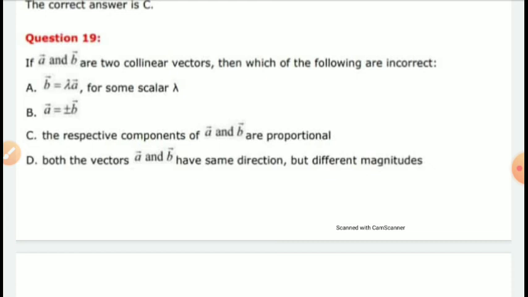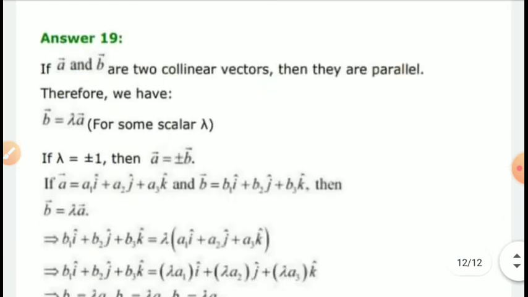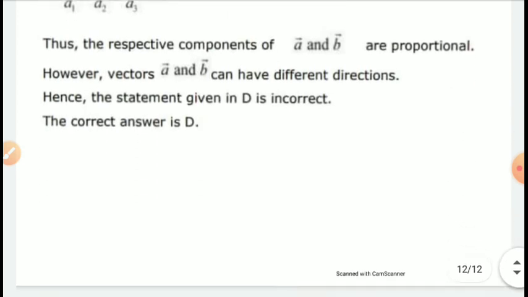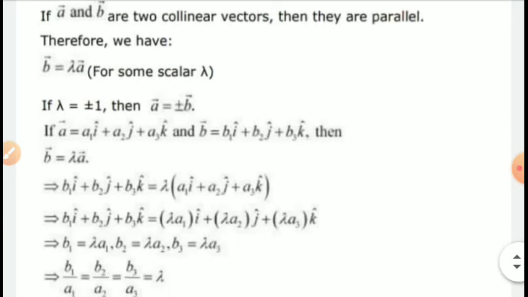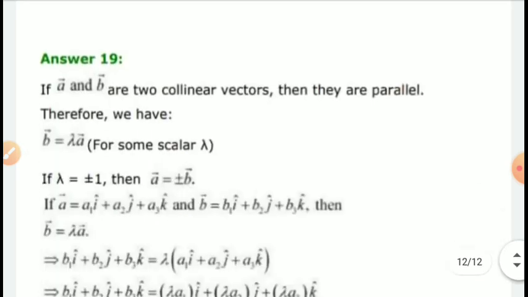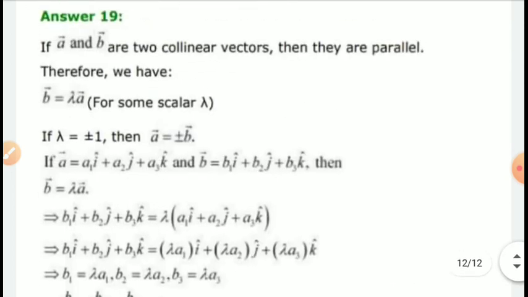Option A says B bar is equal to a scalar times A bar when they are collinear. Yes, the first one is true. One is a scalar multiple of the other, and their corresponding ratios will be equal. Since they are parallel, B bar is equal to lambda A bar, so that is true. The second one, A bar equals plus or minus B bar, also true. The respective components of A bar are proportional, however the B bar has a different direction, hence the statement given in D is incorrect, remaining all are correct.